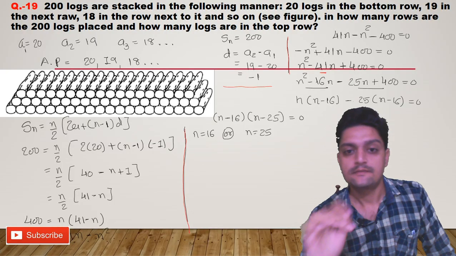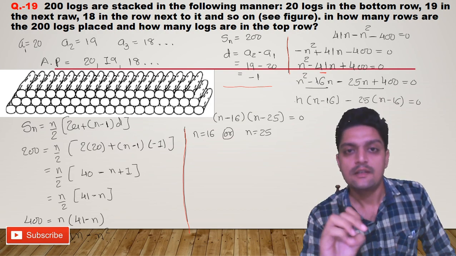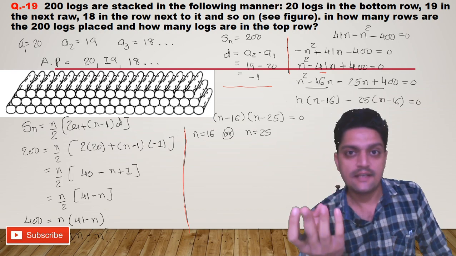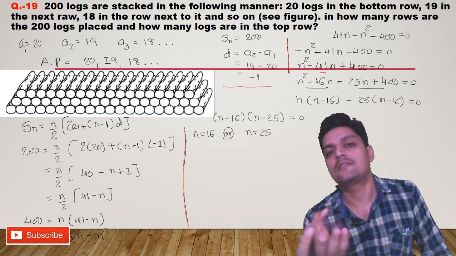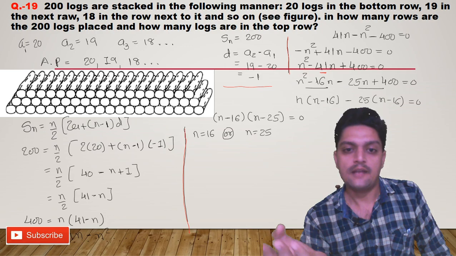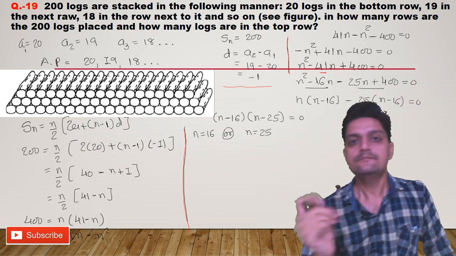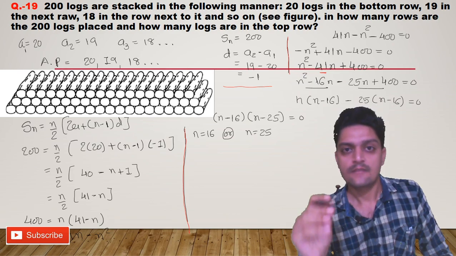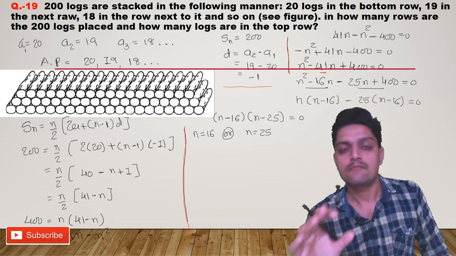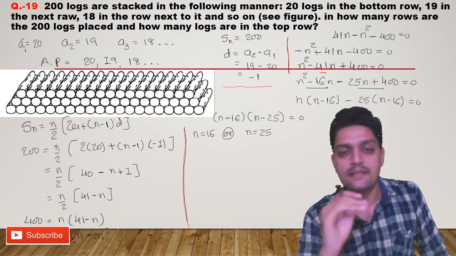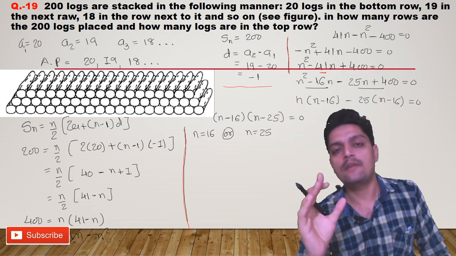Now see here, this is the confusion. Both answers are positive, so we cannot say that this one is negative so we can ignore it and this one we will accept. It's not like that. So now what to do? Students will get confused here, but don't be confused. We have to check in the upcoming step.